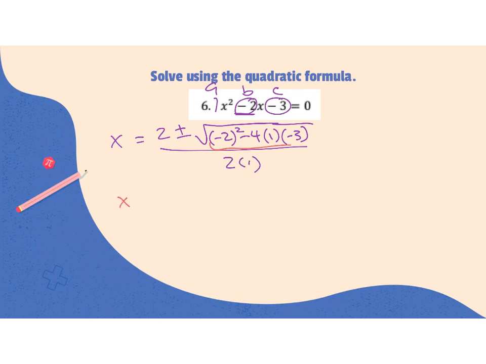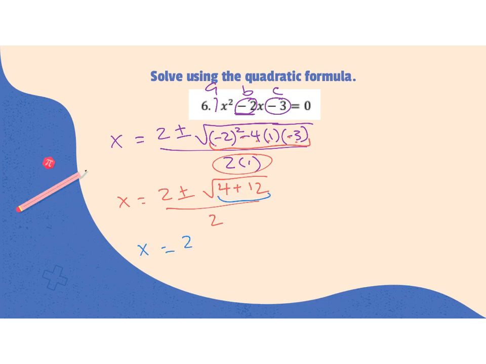Start under the radical. Have to go under there first. So I'm not going to touch the 2 on the outside. Plus or minus stays there for now. -2 squared is +4. Negative times negative is going to give me a plus this time. And 4 times 1 times 3 is 12. In the bottom, 2 times 1 is just 2. I can add those two together.